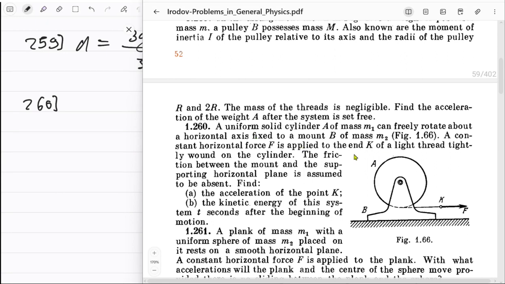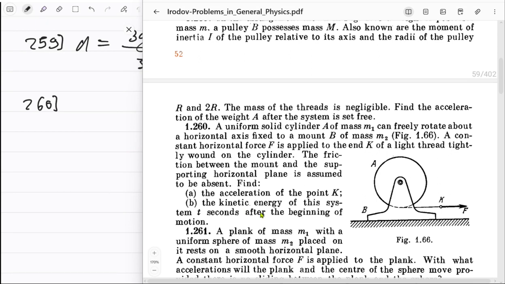A constant force F is applied to the end K of a light thread tightly wound on the cylinder. The friction between the mount and the supporting horizontal plane is assumed to be absent. Oh okay, there's no friction on this surface. Find the acceleration of the point K. This is force F. And the kinetic energy of the system.